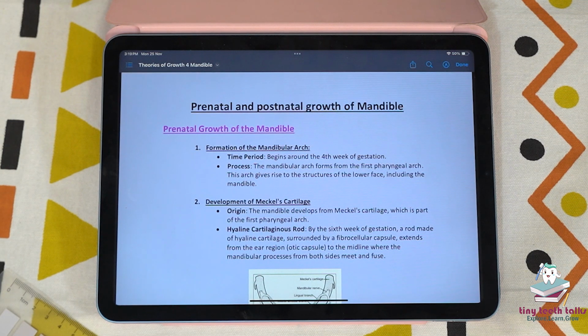Today we will discuss the prenatal and postnatal growth of the mandible. Prenatal growth of the mandible starts at the 4th week of gestation with the formation of the first pharyngeal arch, and the 6th week of gestation with the formation of Meckel's cartilage.